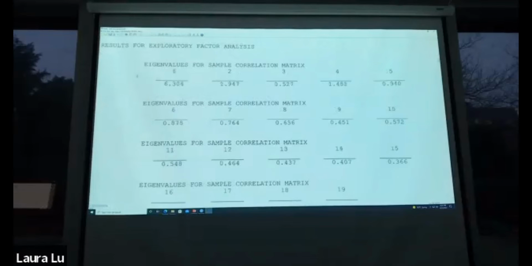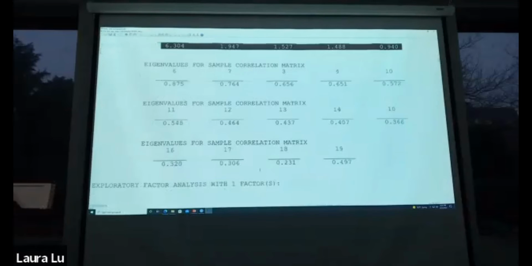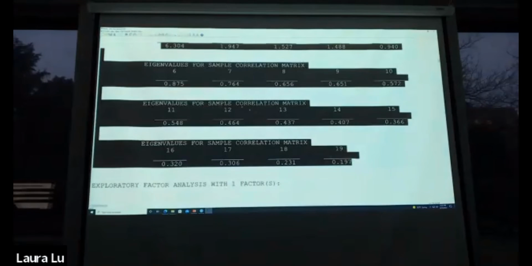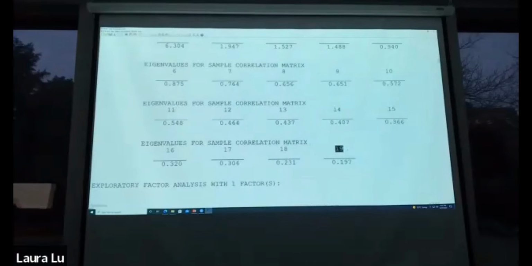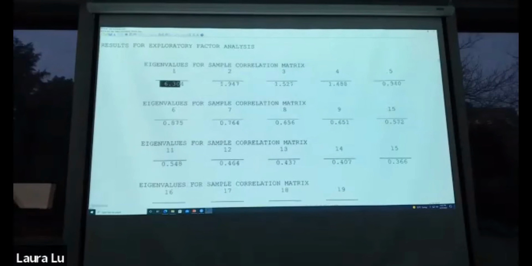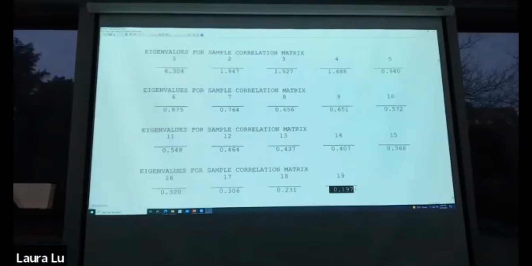the result. Okay, so the first part, the result of the EFA, is the eigenvalues. So we have 19 eigenvalues, from the largest one, eigenvalue 1, to eigenvalue 19, the smallest one. 19 values.